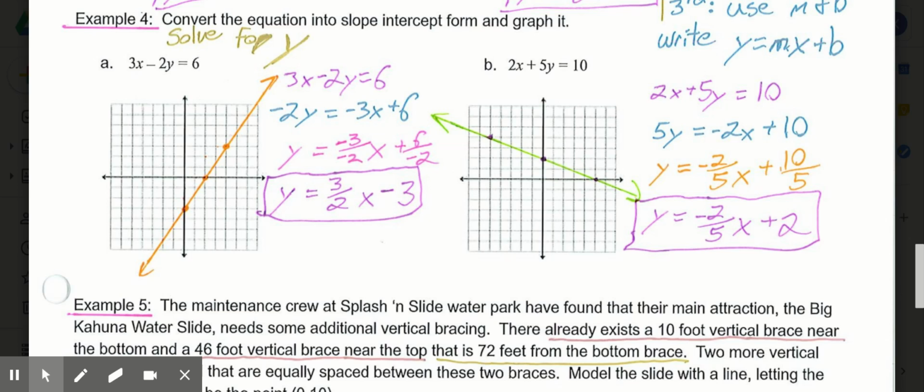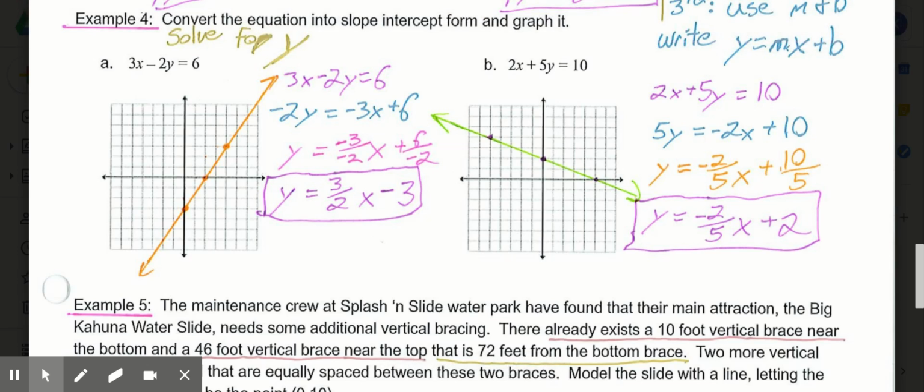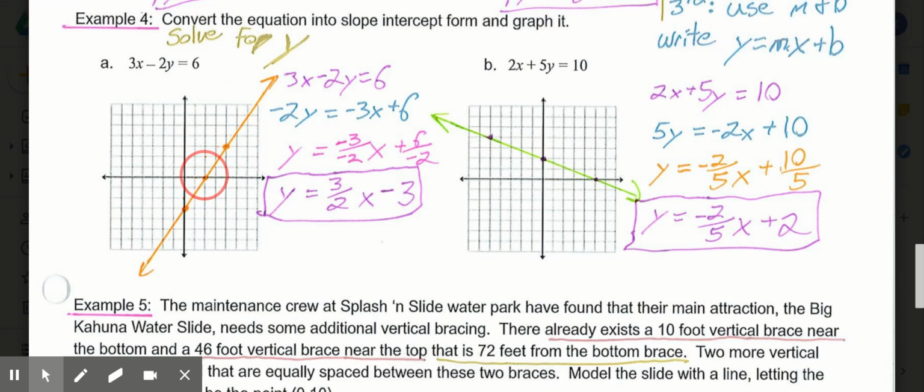And then, using that equation, I'm going to graph my line. So I'm going to use the shortcut and start at the y-intercept, negative 3. So I know my first point is at negative 3 at the y-intercept. Then my slope is 3 over 2, so I'm up 3, right 2. Rise over run, up 3, right 2. Now we have our points, we can connect them, and there's our line.